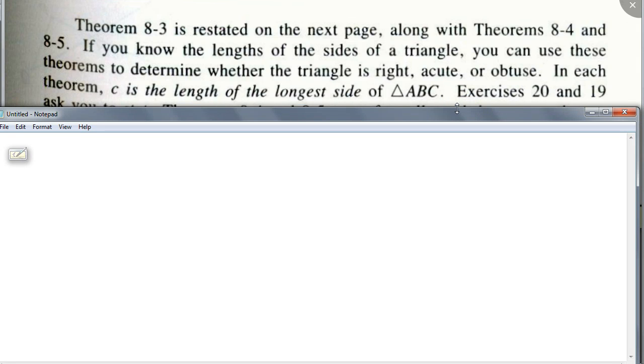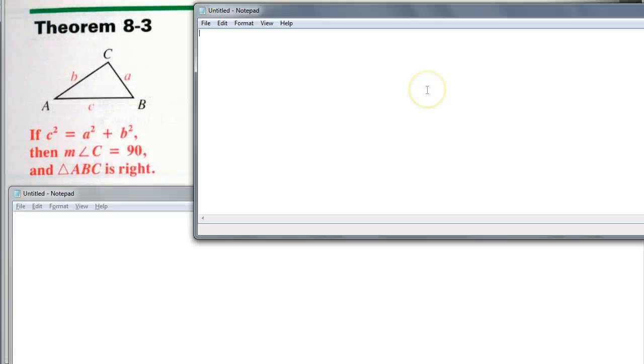Remember, this is important. In each theorem, C is the length of the longest side of triangle ABC. Take a look at this now. Here's the theorem we just talked about. If you have a triangle ABC and C squared is equal to A squared plus B squared, you know that angle C is 90 degrees. Therefore, you get a right triangle.